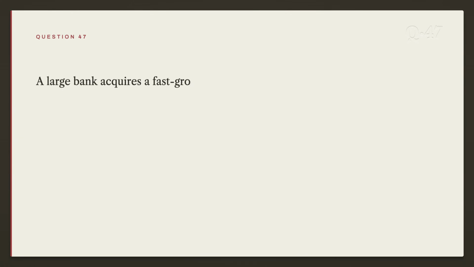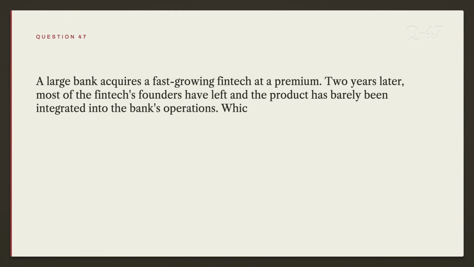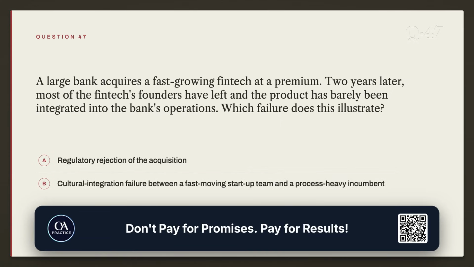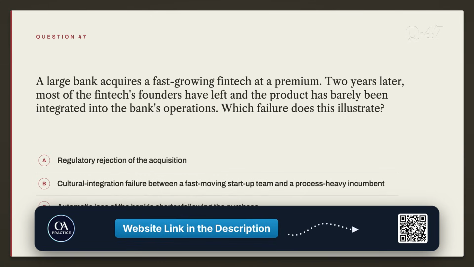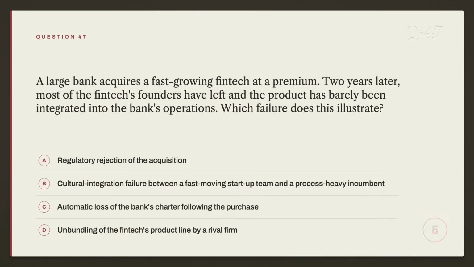Question 47. A large bank acquires a fast-growing fintech at a premium. 2 years later, most of the fintech's founders have left, and the product has barely been integrated into the bank's operations. Which failure does this illustrate? Your options are: A. Regulatory rejection of the acquisition. B. Cultural integration failure between a fast-moving startup team and a process-heavy incumbent. C. Automatic loss of the bank's charter following the purchase. D. Unbundling of the fintech's product line by a rival firm. Don't overthink it. Which one feels right?